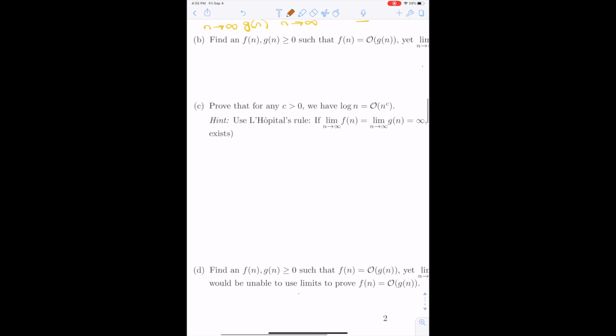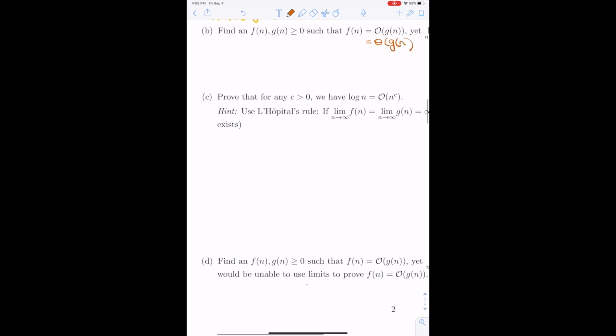Notice that saying that a function is upper bounded also means that it grows at the same pace. So this is the same as saying that f of n is also equal to theta g of n, right? Because if a function grows at the same pace as another one, it is also technically upper bounded by that other function. So let's use that definition here to our advantage.